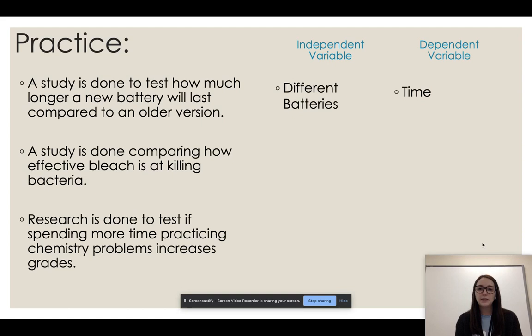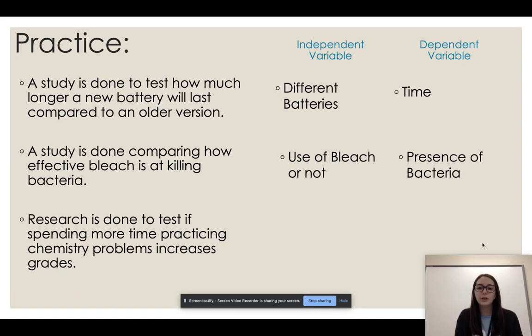All right. My independent and my dependent variables for this. A study is done comparing how effective bleach is at killing bacteria. So I'm trying to study how effective bleach is. I can do this using different brands or different amounts. So my independent variable is my bleach, whether I use it or not. And my dependent is the presence of bacteria. I'm measuring how effective my bleach is at killing bacteria. So I can watch and say, oh, it's killing this much bacteria, it's this effective. I'm measuring the amount that it kills based on the presence of the independent variable.